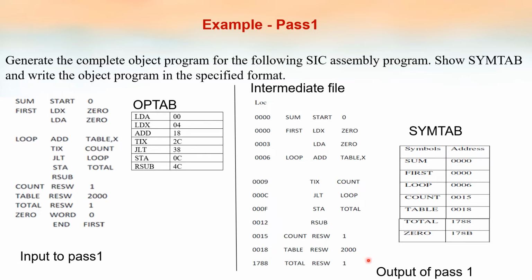For word, it can directly add 3. For reserve byte, it can directly add the operand value. For byte, it has to find the length of the constant in bytes and then add. So that is about the location counter.